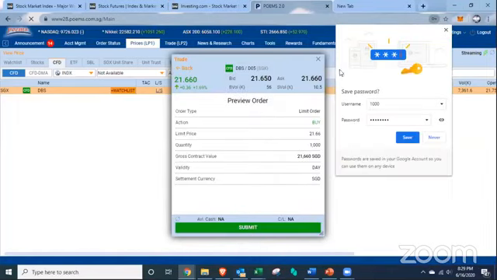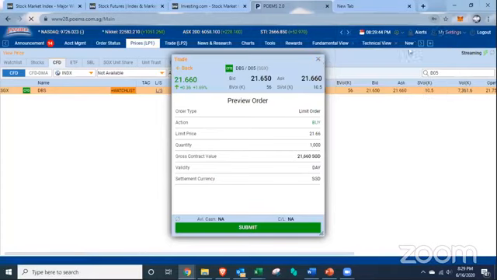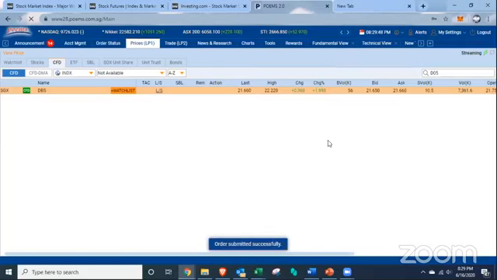Then you can submit the order. So let's say I enter a trade at 21.660. I want to do a long position. So I just submit. The next thing is, we go back to the chart.